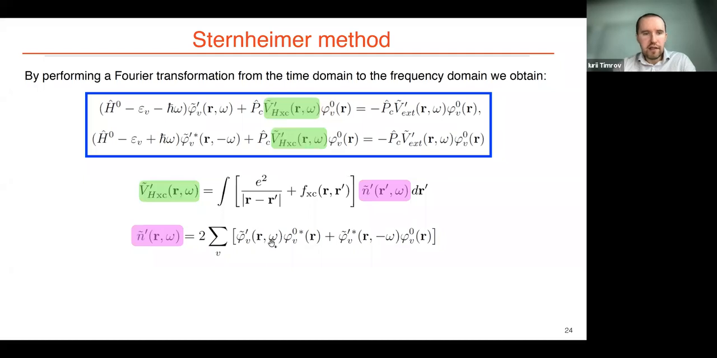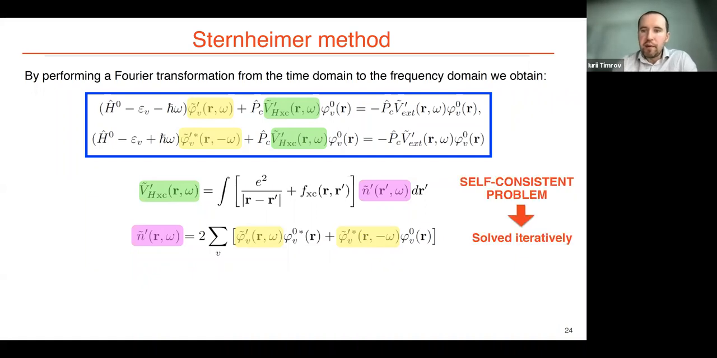Notice that the response density n prime depends on phi prime and phi prime complex conjugated, but these objects highlighted in yellow are actually the unknowns of the equations that we want to solve. So again, we obtain a closed loop, because we want to solve these equations to find phi prime and phi prime star, but it turns out that in this expression we have potentials that depend on density, that depend on the unknowns that we want to determine. So it's a closed loop. And in practice, we need to solve this problem self-consistently by iterations.